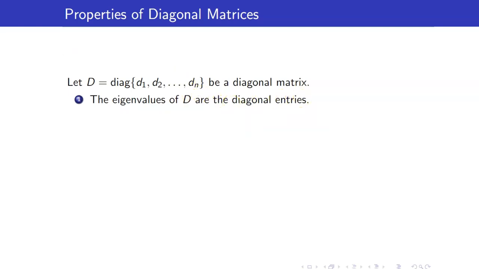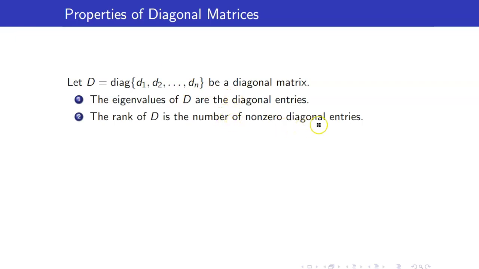Let us recall from our previous video lecture that the eigenvalues of a triangular matrix are just the entries in the main diagonal. And a diagonal matrix is a special kind of triangular matrix. So therefore, just by looking at your diagonal matrix, we can easily get its eigenvalues. Moreover, the rank of a diagonal matrix is simply the number of its non-zero diagonal entries.